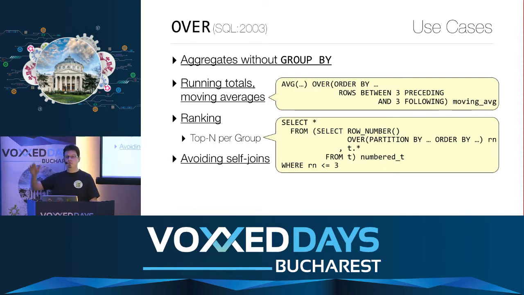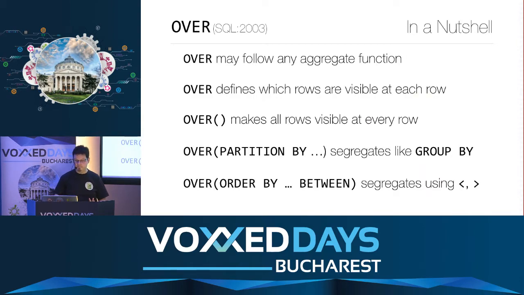Self-joins. Who is doing self-joins? You are doing it wrong. Self-joins are mostly dead. If you're doing self-joins, you're most likely doing it wrong. Think about it. The over clause is one of the prime ways to avoid self-joins in modern SQL. And there are many more use cases. You cannot possibly enumerate them.